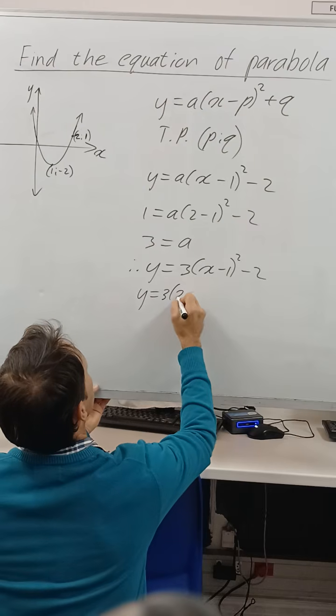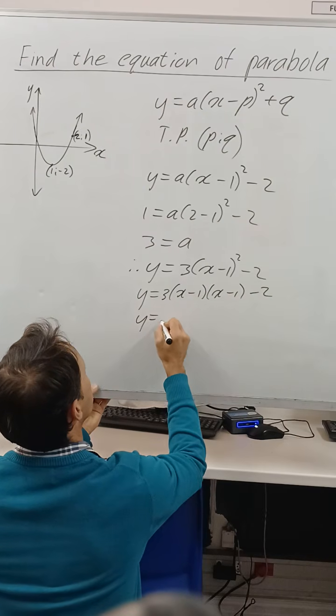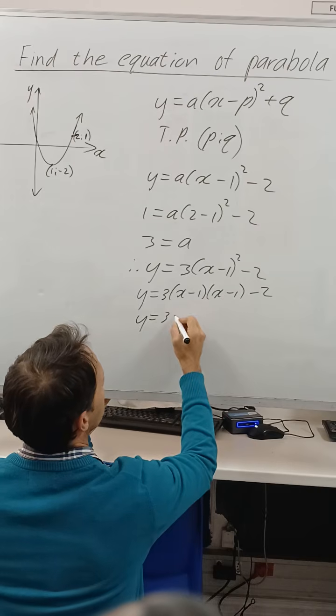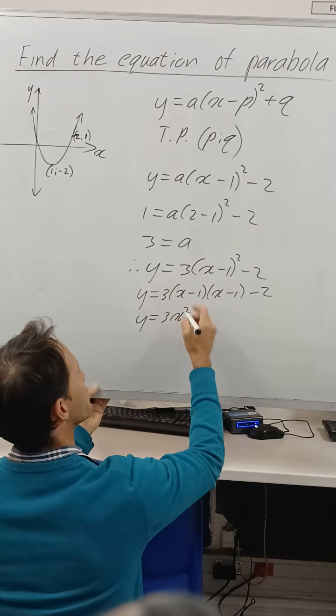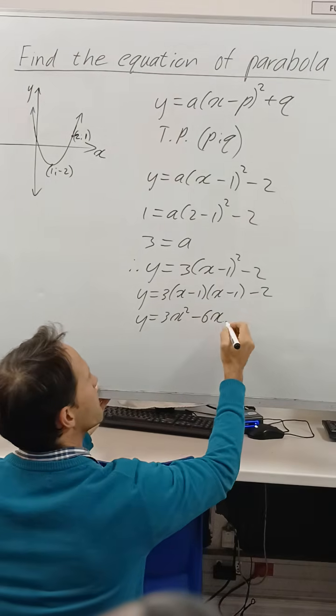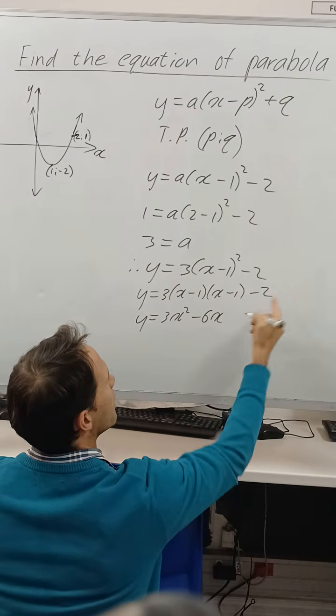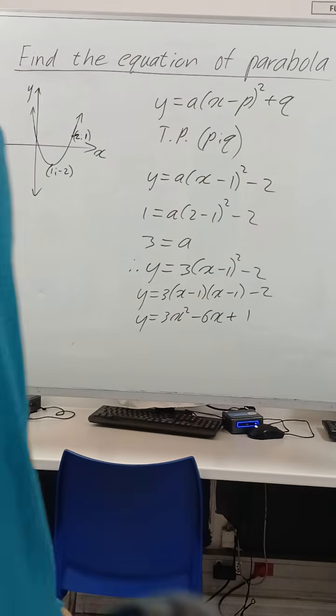So it's going to be 3(x - 1)(x - 1). And then you get 3, and then here you can simplify: x squared, so it's 3x² minus x, and minus x is minus 2x times 3 is minus 6x. -1 times -1 is plus 1 times 3. It's plus 3 minus 2 plus 1. Okay, you can skip steps if you know the algebra.